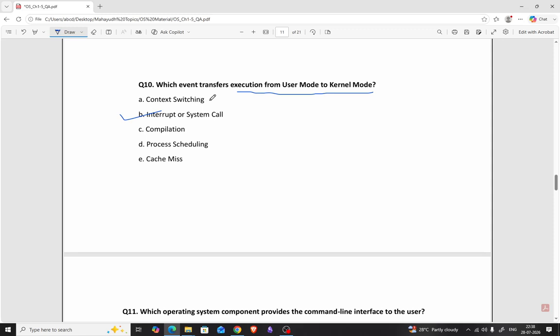Context switching means changing the running process. Compilation converts source code to machine code. In process scheduling, what happens? It schedules the next process which is going to run. Cache miss only affects memory access speed. Actually, when the data is not found in the cache, then a cache miss event will occur.